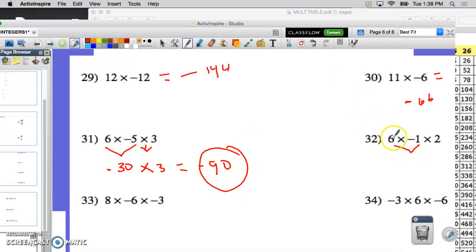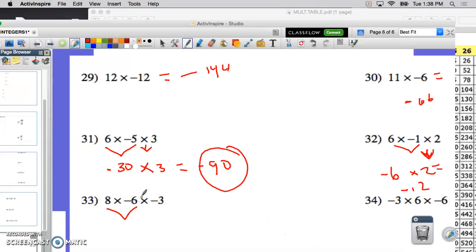Going over to number 32. Do the first 2. 6 times negative 1. That'll give you negative 6. Bring down the rest. 6 times 2. I know that's 12. And it's going to be a negative 12, because you have negative times a positive.